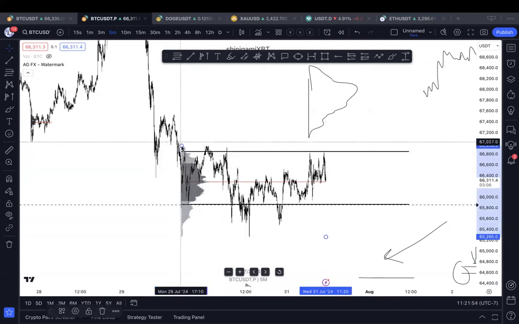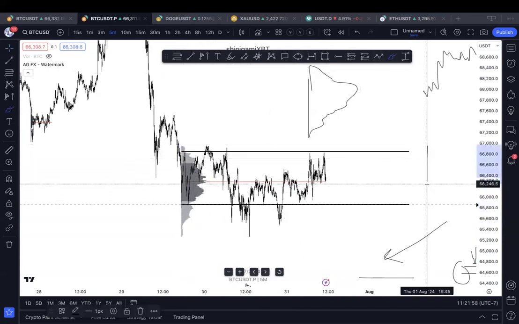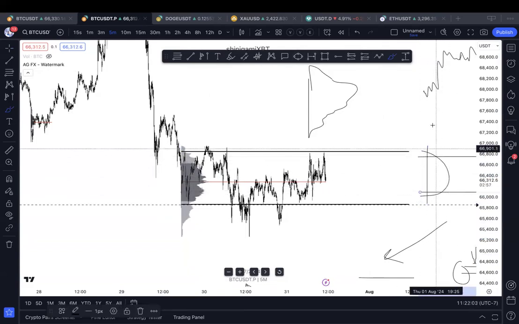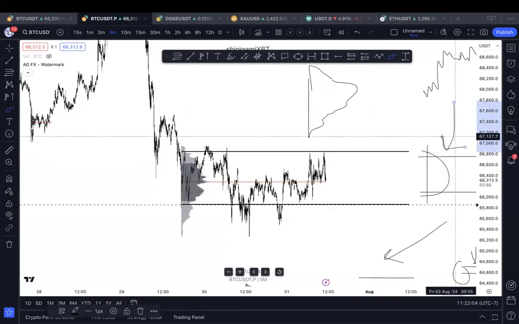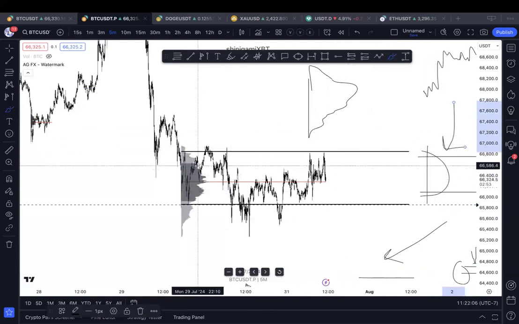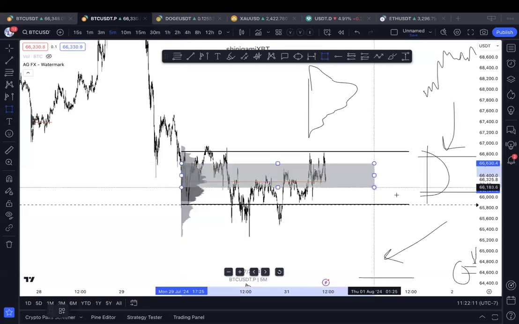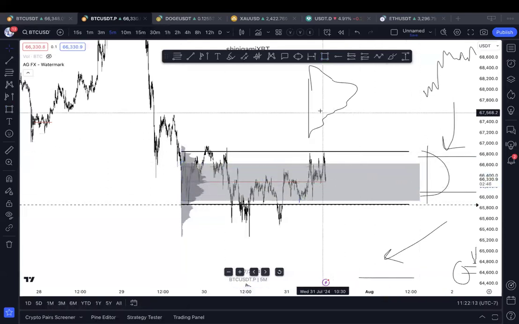It does create a much better volumetric structure that looks more like a D right here, which is a much better representation of value and compressed volume. Compressed volume is what we are looking for and what we are willing to trade, and that's likely going to give you the best rotation.